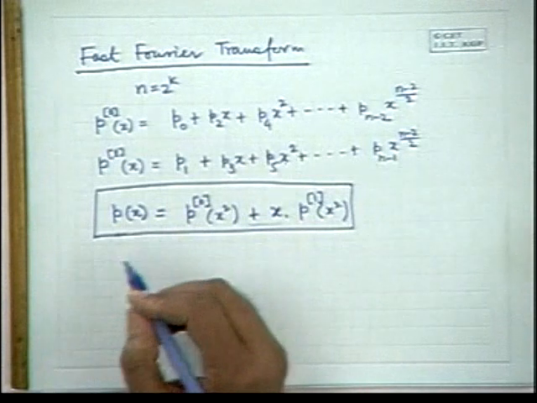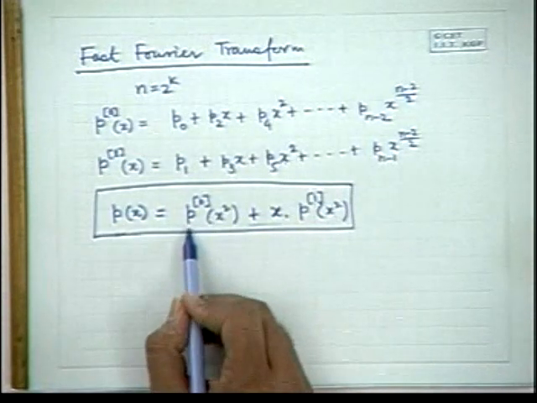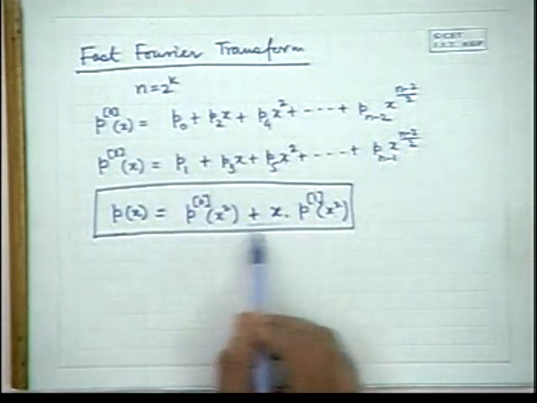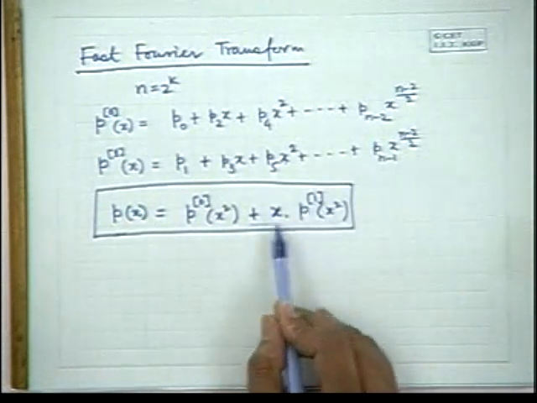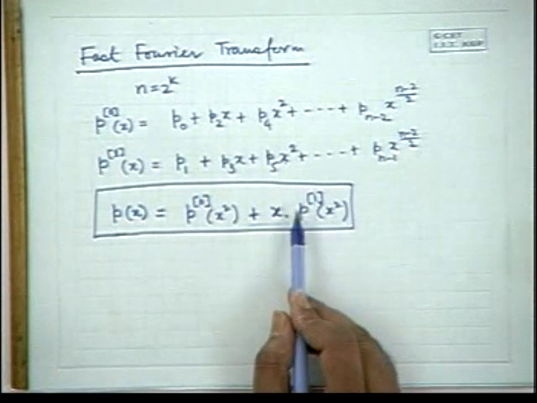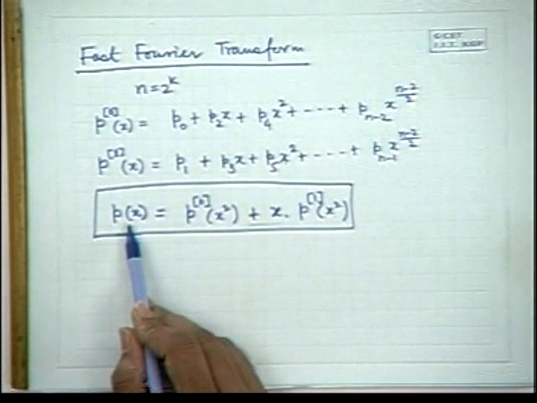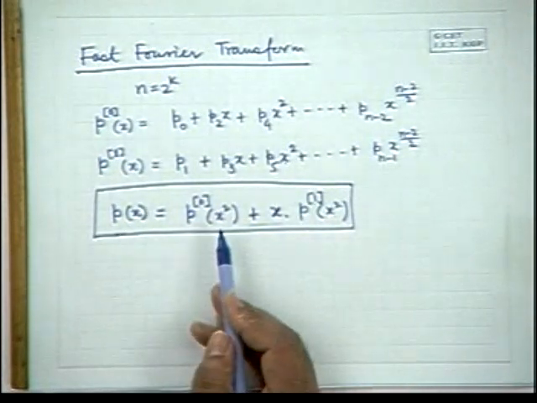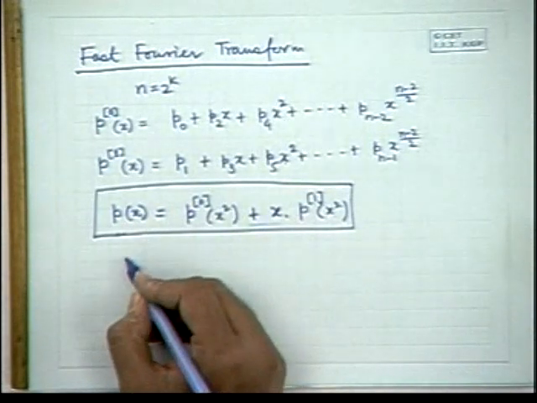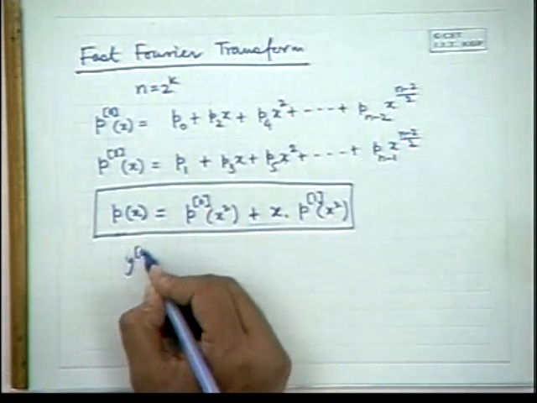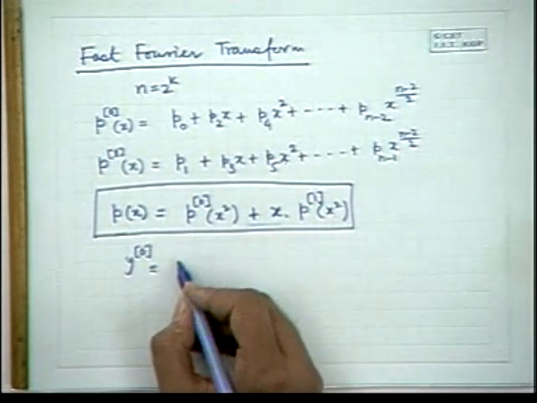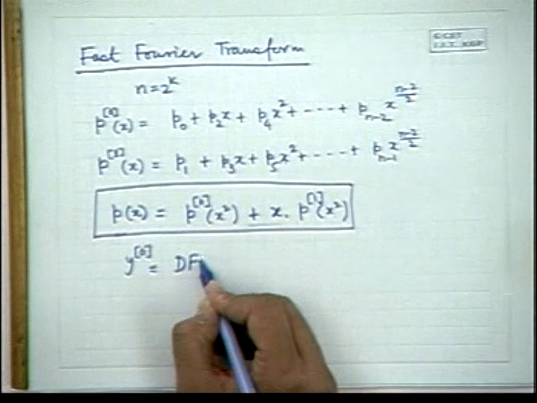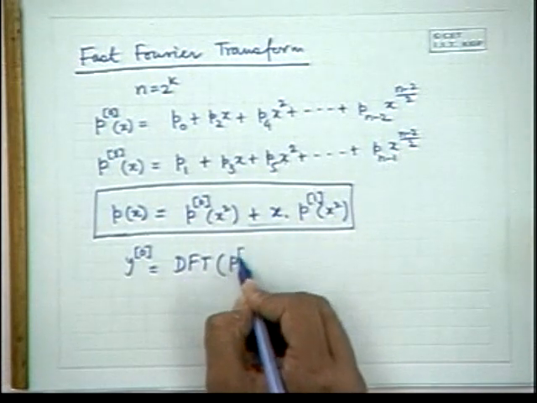Now let us see how we can compute the DFT of p0 and p1 recursively, and then use those DFT values to compute the DFT values for p(x). That is our goal. So for the time being, assume y0 is the DFT vector for p0. So this is the DFT of p0.